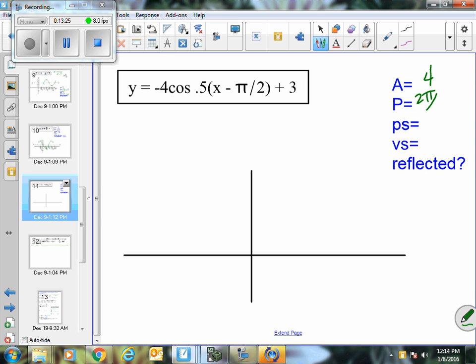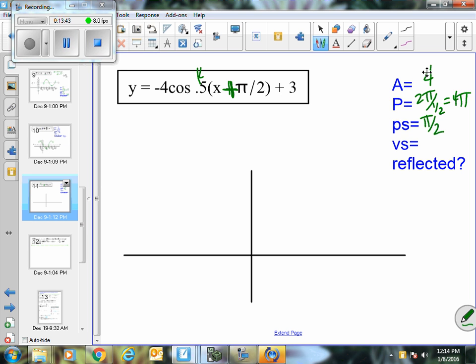Period is 2 pi divided by 0.5, or a half, which means 4 pi. Again, it's twice as long. You only get through half the graph. So this is your K value. We only get through half the graph, so it would be 4 pi long. Phase shift would be pi over 2. Now, I think in class, I did it as a plus sign.